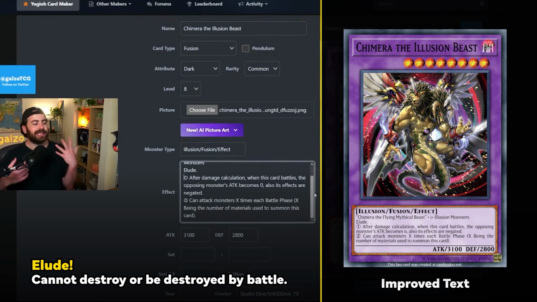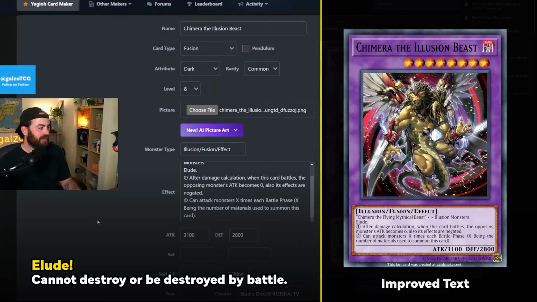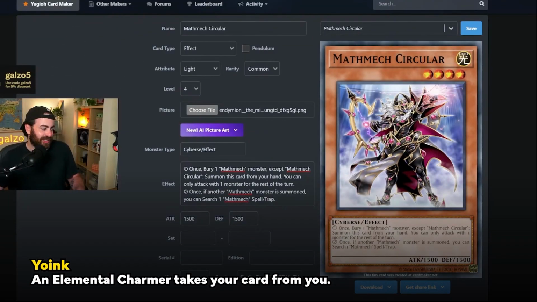This is not necessarily a lot shorter, but I think in terms of comprehension, once you know what the keywords mean, this is like a little bit easier to parse, just to understand. I think this is pretty solid. I like this. Yoink is exchange.